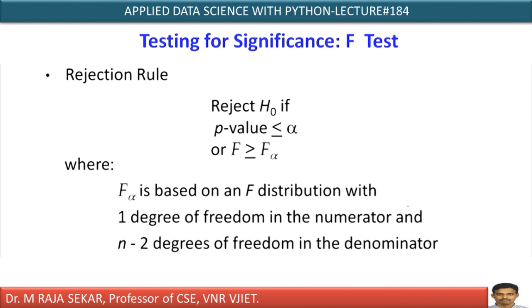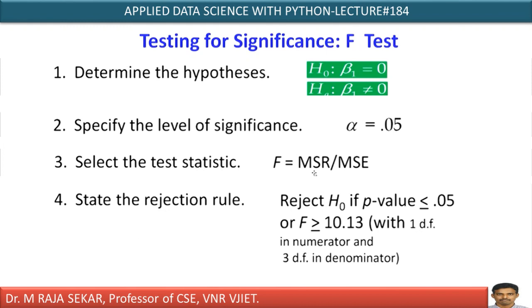First, let me state what is my rejection rule. My rejection rule is: reject H0 if p value is less than or equal to alpha, or F is greater than or equal to F alpha. This is a systematic procedure. Let me formulate it in a systematic manner. H0: beta 1 is equal to 0, alternative hypothesis: beta 1 not equal to 0, alpha 0.05 level of significance, test statistic MSR by MSE.